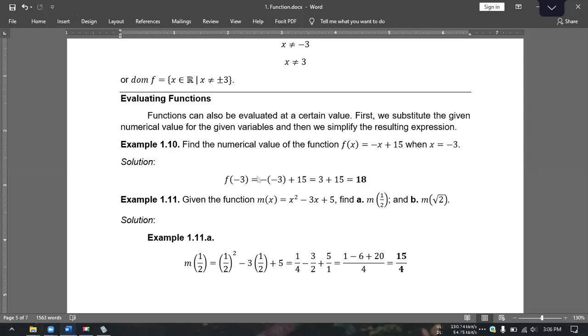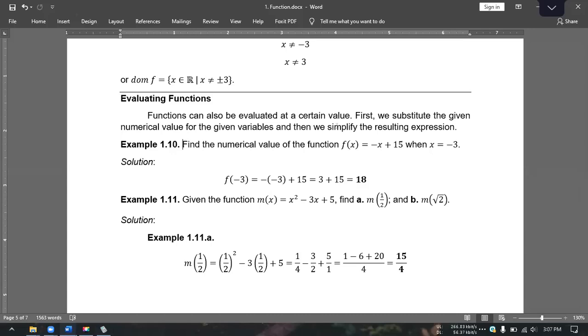Okay, so we have evaluating of functions. Functions can also be evaluated at a certain value. First, we substitute the given numerical value for the given variables, and then we simplify the resulting expression. For example, example 1.10. I think it's 11 already. Now find the numerical value of the function f of x is equal to negative x plus 15 when x is negative 3. So basic lang to.